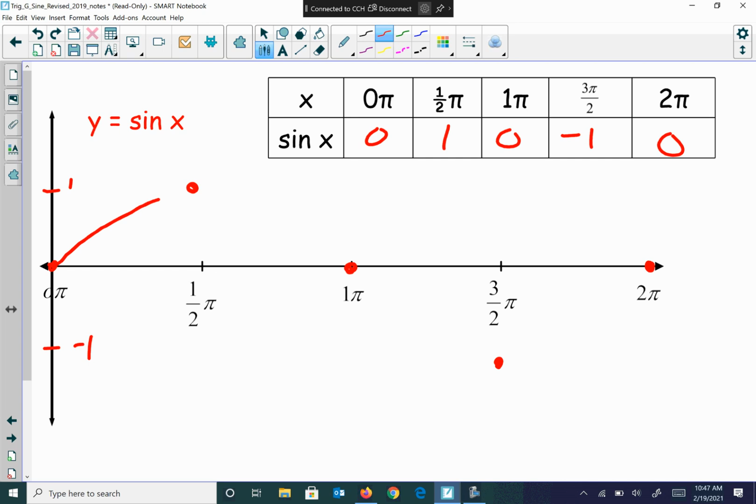Tried to make it nice. That's what my sine graph does. It continues doing the wave all the way that way. Okay, that's what the sine function looks like. Cosine is going to look very similar to that.